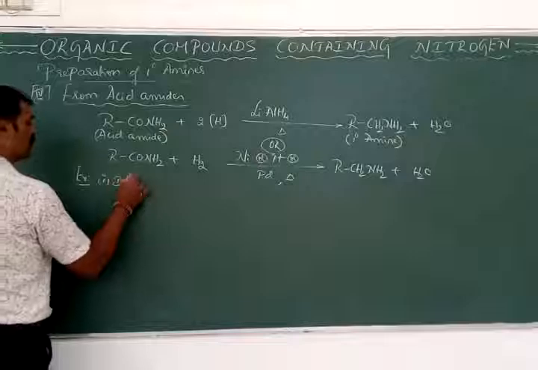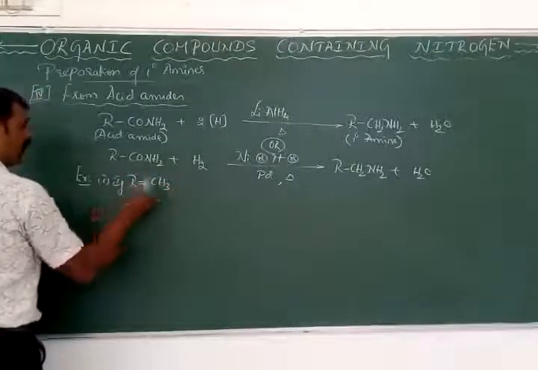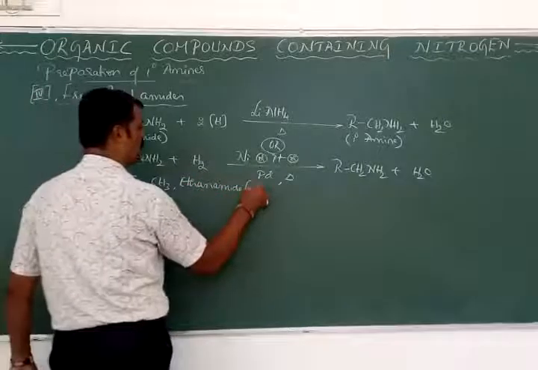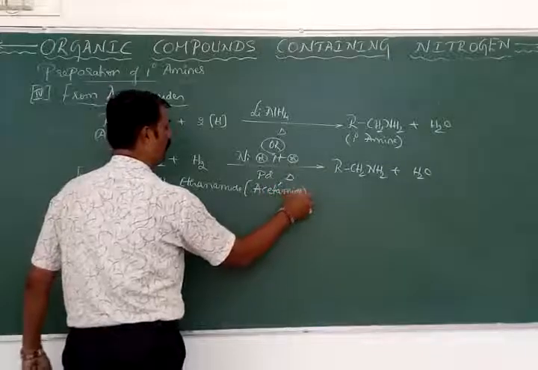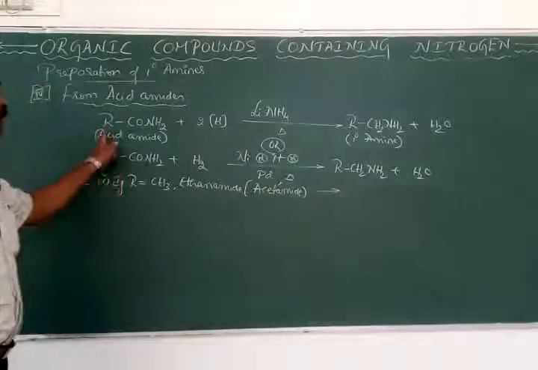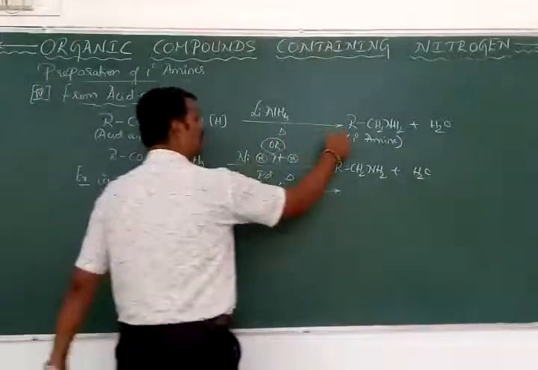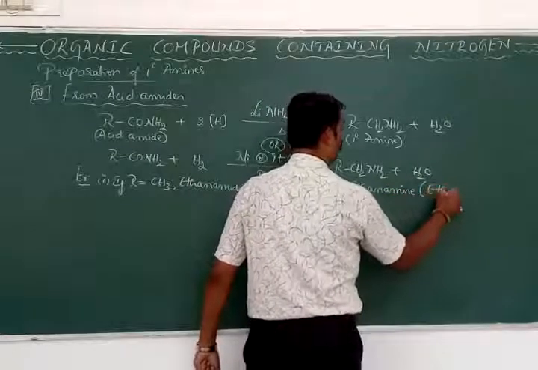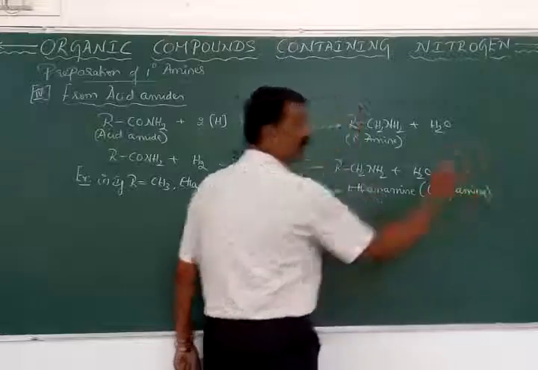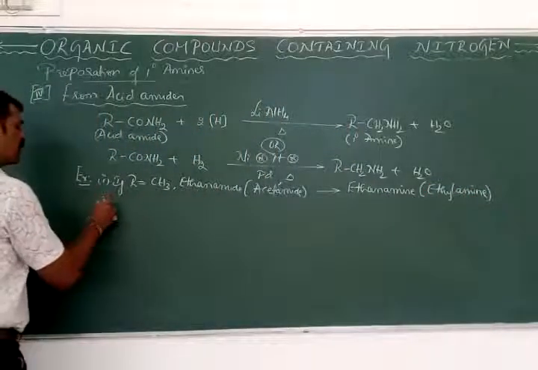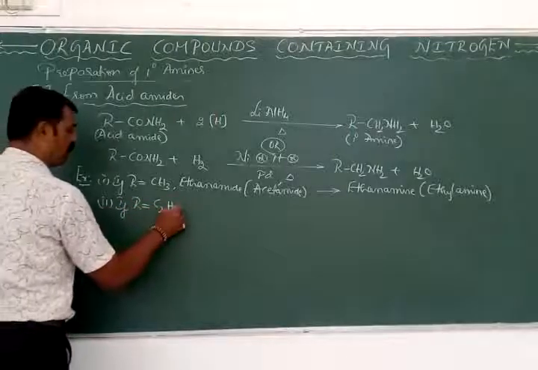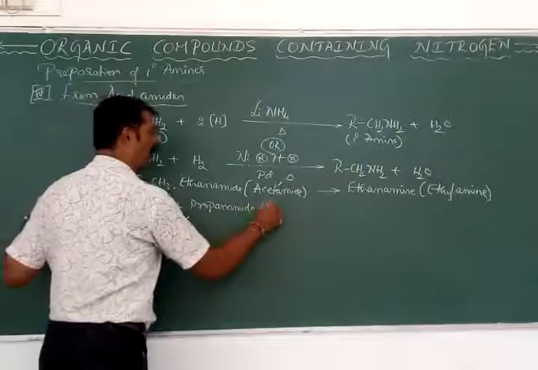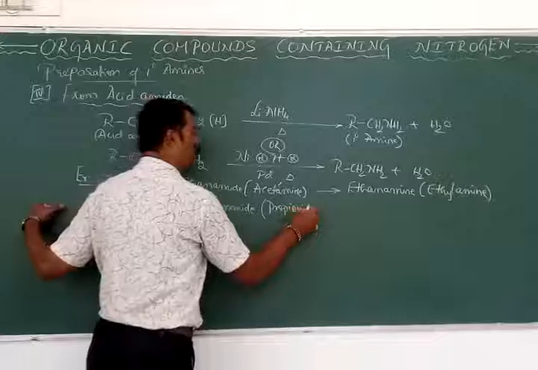If R is equal to CH3, it is called ethanamide, or acetamide. The product is CH3CH2NH2, called ethanamine. The common name for that one is ethylamine. Suppose R is equal to C2H5. This is called propanamide, or the common name propionamide.